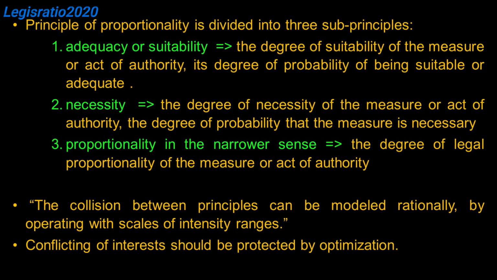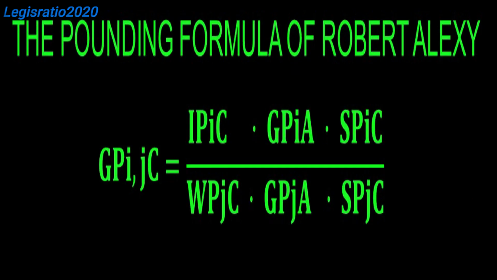As we said in the last episode, the principle of proportionality is divided into three sub-principles: adequacy or suitability, necessity, and proportionality in the narrow sense. Alexy points out that a collision between principles can be modeled rationally by operating with scales of intensity range. In order to apply the three sub-principles, Alexy proposed the following function, which he denominates the weighing formula, to whose elements we will frequently allude during this video. Hereafter, i and j will be understood as subindices.